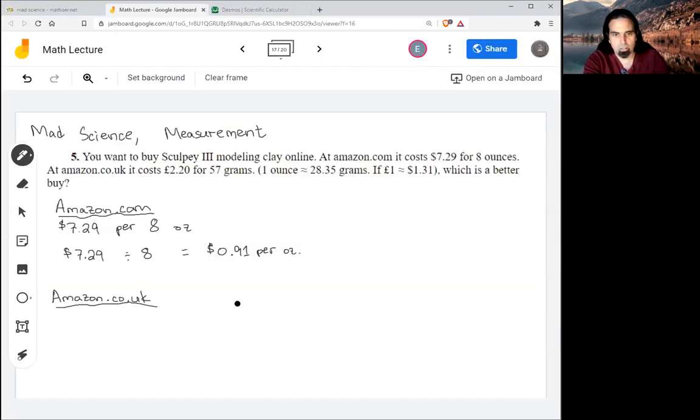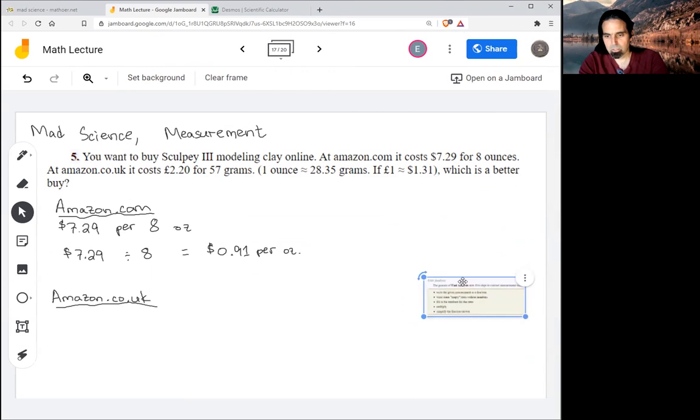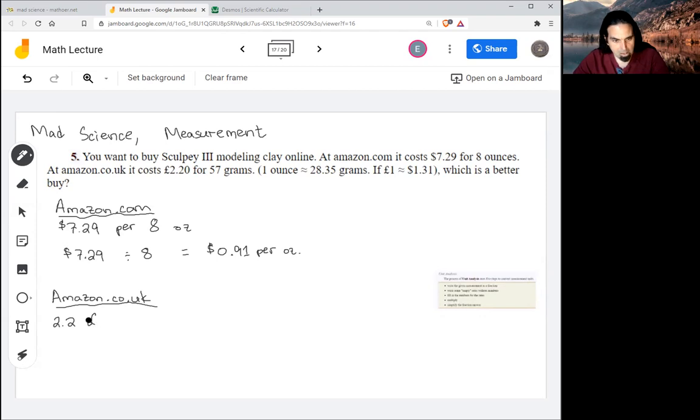I'm going to put it on the page, but I'm going to make it way too small to read because we need our space. But this is just sort of your little visual reminder. Oh yeah, that's what we're doing. Go look that up if I needed to. So the first step was to write things out as fractions. So 2.2 pounds for 57 grams.